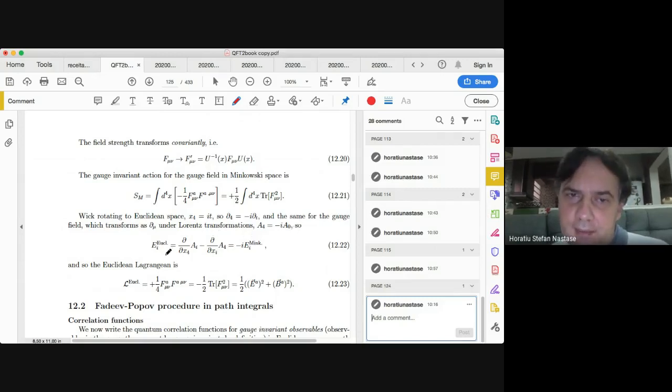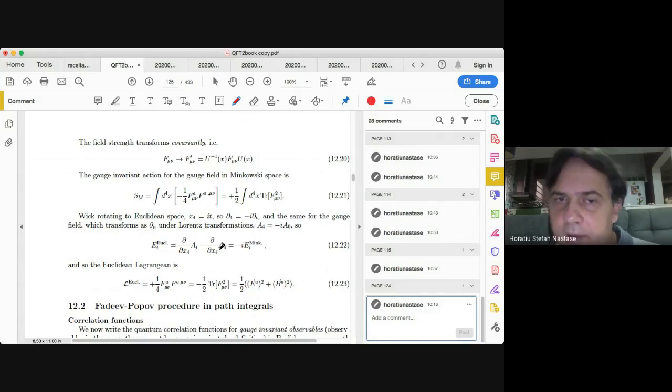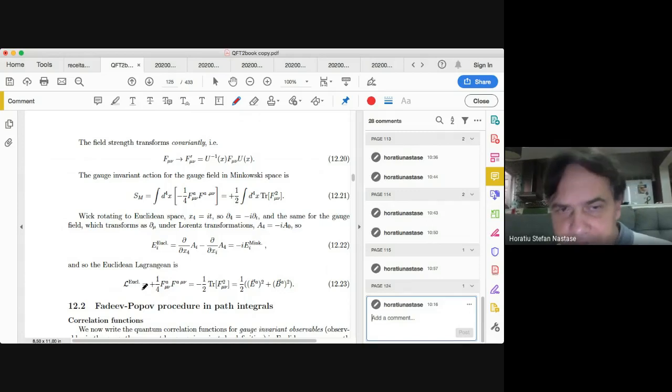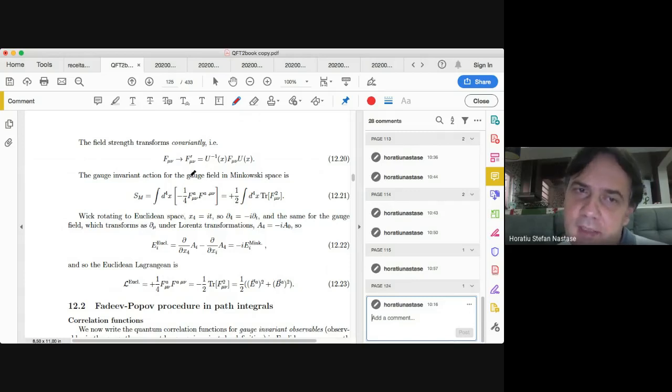And that means that the Euclidean electric field, E_i^A Euclidean, is del_4 A_i minus del_i A_4. And it's, therefore, minus i times the electric field in Minkowski. So that means that the Euclidean Lagrangian is plus 1/4 F_mu nu^A F_mu nu^A. I just changed the sign in front of the Minkowski action, or minus 1/2 trace F_mu nu squared. And in components, in terms of electric and magnetic field, it's plus 1/2 (E^A squared plus B^A squared).